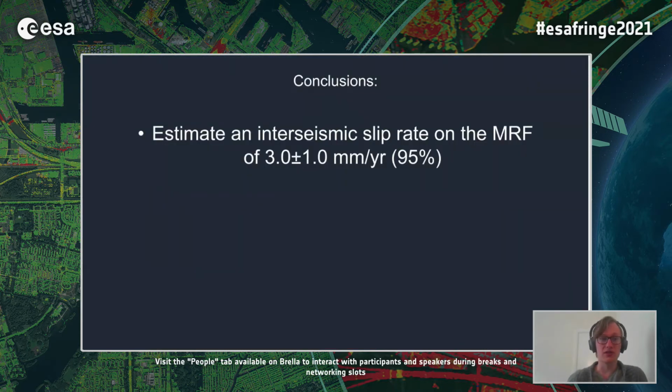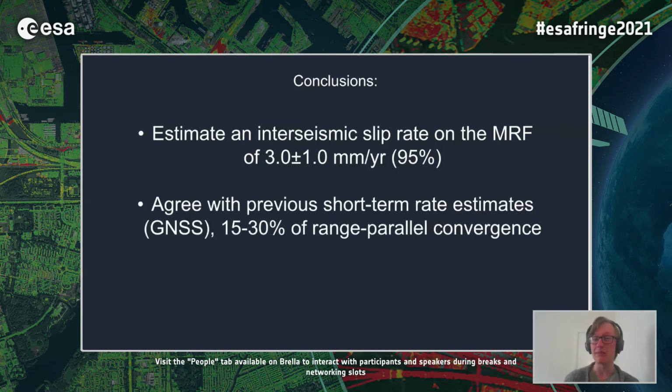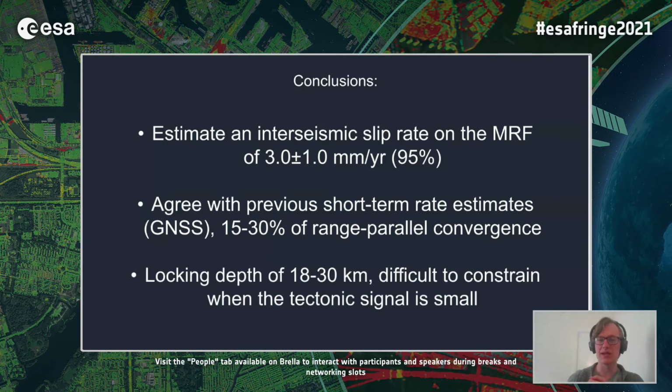So coming to our conclusions, we've estimated a slip rate of about 3 mm a year. This is one of the slowest interseismic slip rates that's been done with InSAR. And we've got an error on it of probably about plus or minus a mm to about 95% confidence. This is in agreement with those previous short-term GNSS rates, that Alipour paper, and some of the lower end of the geological. And this would account for something like 15 to 30% of the range-parallel convergence across Iran.